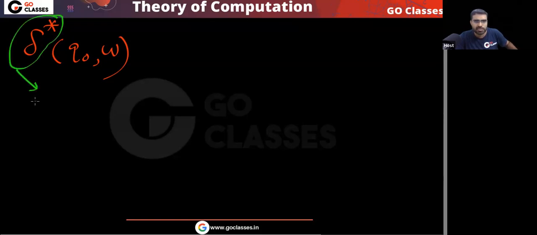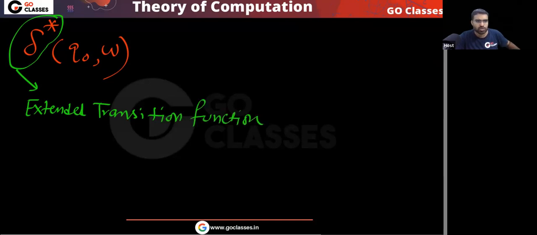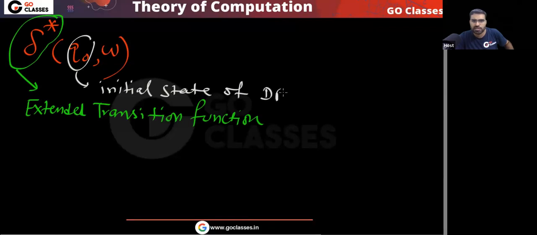This delta star of q0 comma w, what does it mean? First of all, this delta star is your extended transition function, right? This is the extended transition function. This q0 is your initial state. This is the initial state of the DFA.